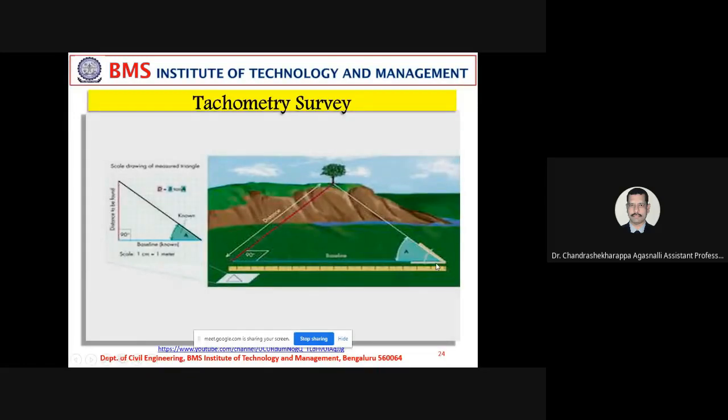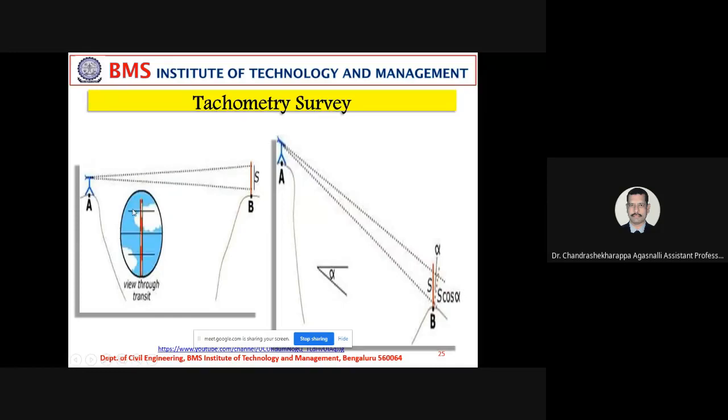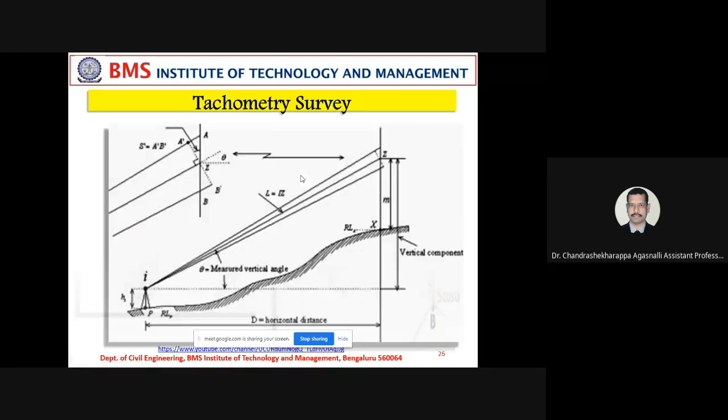Okay, from this point you can establish these things, and with the triangles. All right, this is a view of a transit. From this point you are going to establish this. Okay, and this is called your angles x, and this is an undulating topography. Okay, this is a horizontal distance and where you are, the point of instrument. And this is actually the height of the instrument from the ground to the top of the instrument.